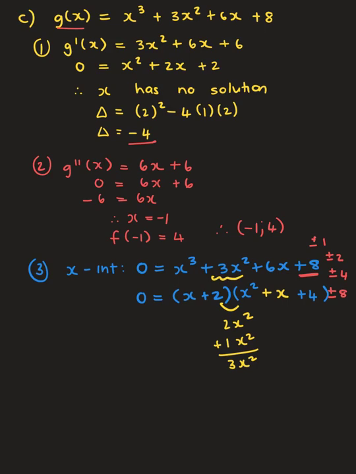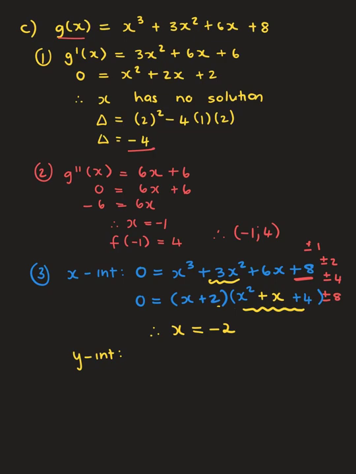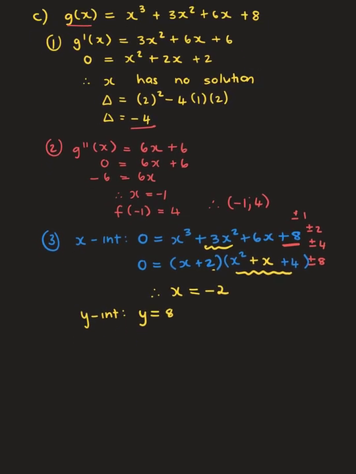So you should be able to see, just by looking at this quadratic, that x squared plus x plus 4 obviously does not factorize. If I pop it into the quadratic formula, it will give me a math error. My discriminant is negative. So I only have one x-intercept at negative 2. My y-intercept is the d value. The d value is 8. Okay, cool. So now I have everything I need to sketch a graph.